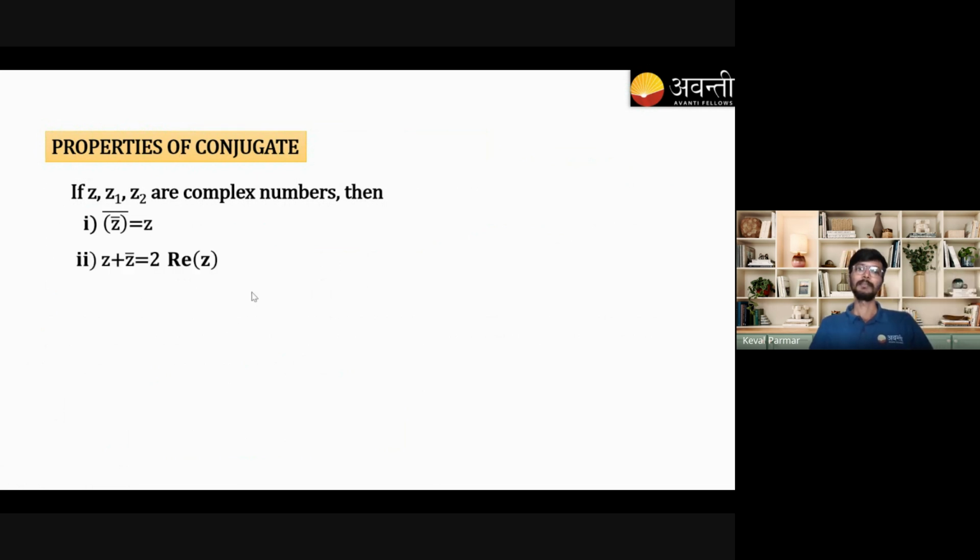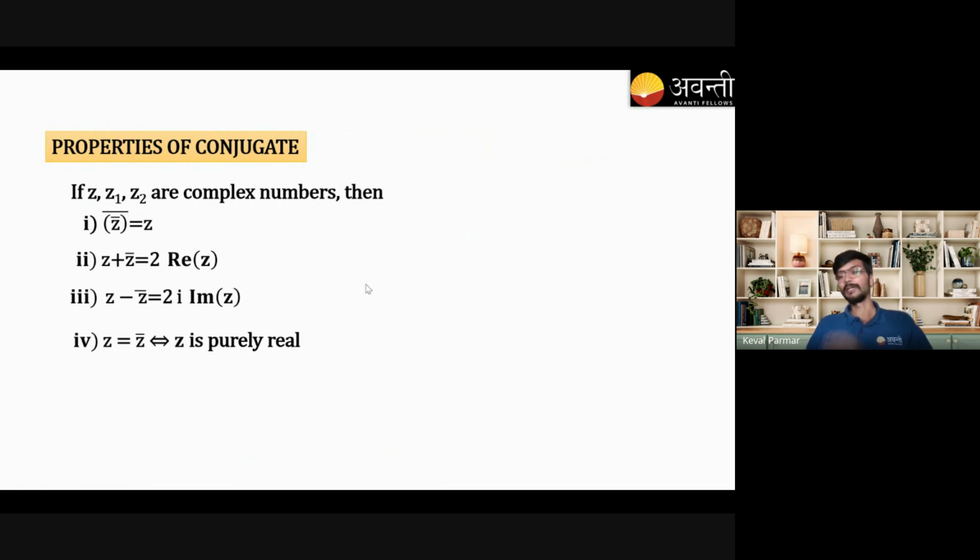Next, z plus z bar. If you notice, if we add z and z bar, the imaginary part iy will get cancelled and we'll get x plus x, which is equal to 2x. So that means 2 times the real part of z. Similarly, if we do z minus z bar, that is equal to 2i times the imaginary part of z.